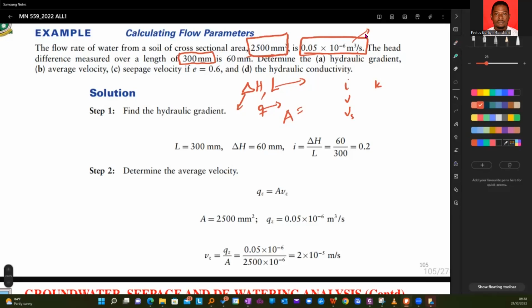So now, the first thing for us to do here is to calculate the hydraulic gradient. All the parameters to get hydraulic gradient, you need your length, because when I drew that figure for you, we saw this as the L, and then there was this pipe there and a shorter one at the end, and we said this difference is the H, and that is what is measured over a length L. So this H is what they have given you as 60 millimeters, and this L here is the 300 millimeters.